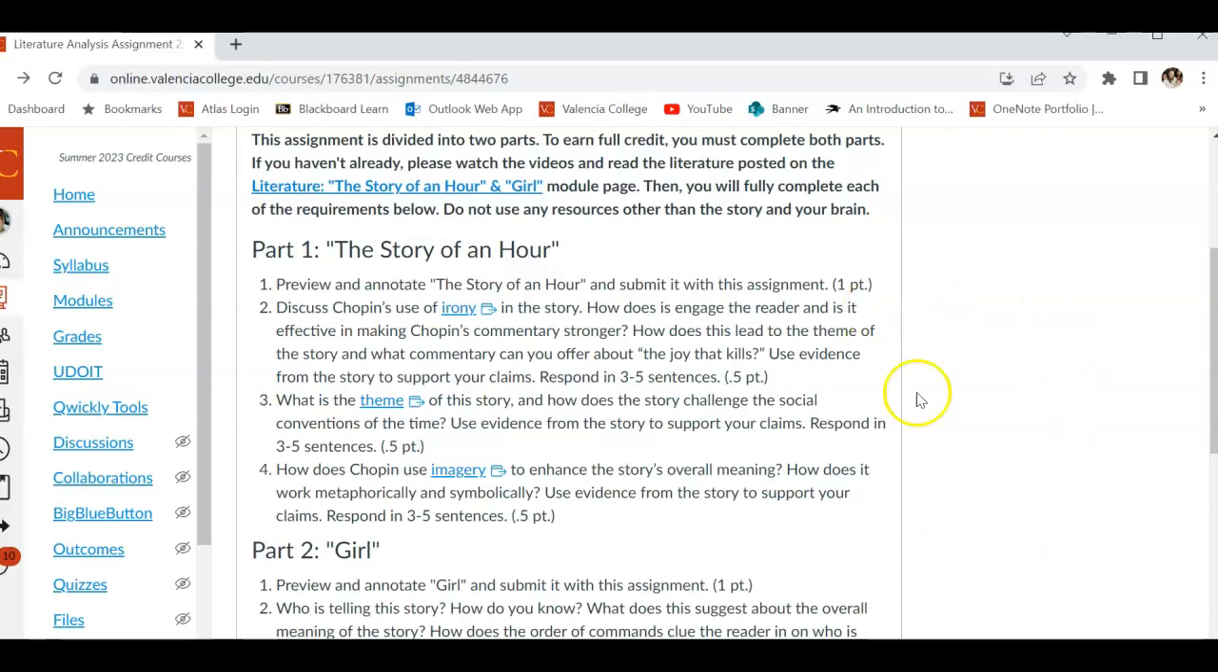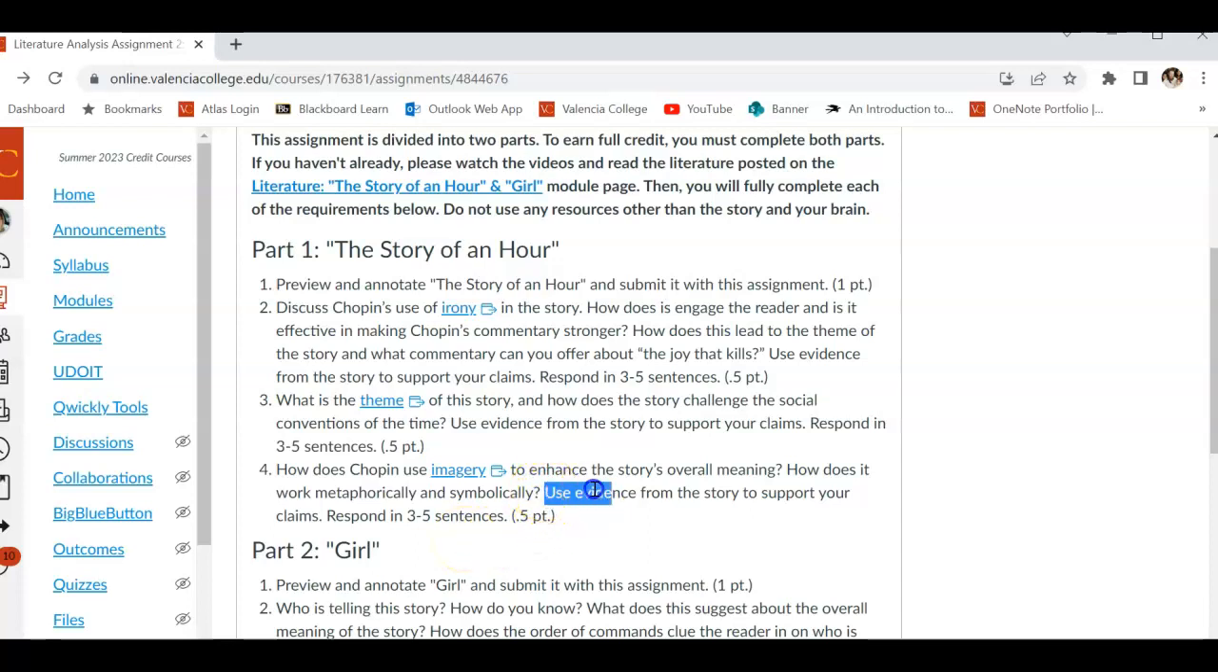For this assignment, you will start by previewing and annotating The Story of an Hour, and you will submit it with this assignment. This is just like what you did for Snow earlier in the term. Then you will answer each of these questions 2 through 4 about the story of an hour. You'll notice there are places where I have hyperlinked information about literary terms that you might need more information about.